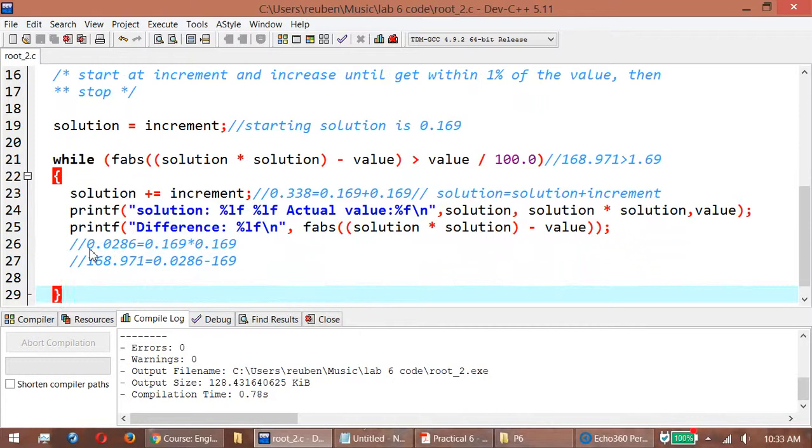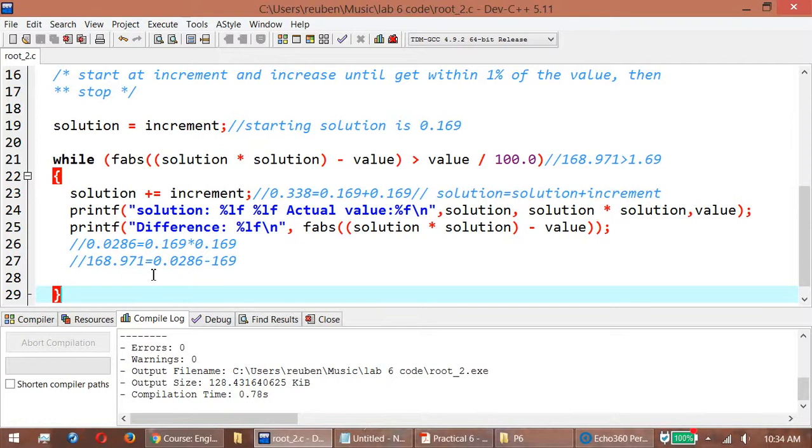Okay, so now we repeat the loop until the error, or the difference between the guess and the value, is small enough. Okay, we find the difference, right? So what is the difference right now? It is 168.971. It's a very big difference, right? If the difference is 0, that means we already arrive at the guess, right? But we are saying that the difference must be within 1% of the value. So what is 1% of the value? 1% of the value is basically value divided by 100. So it's 1.69. So 1.69 is 1% of 169.